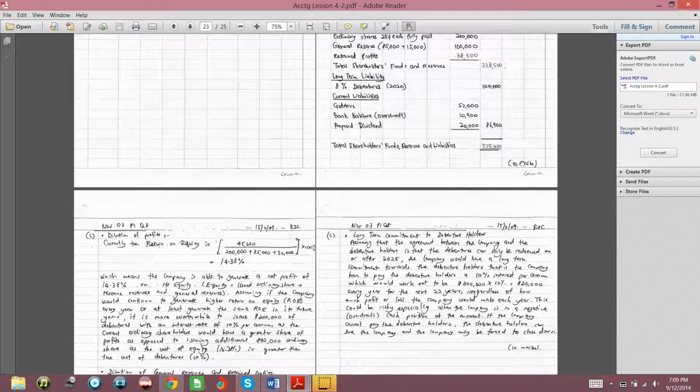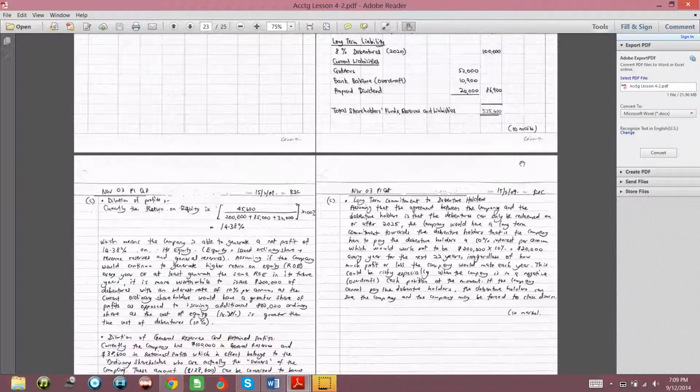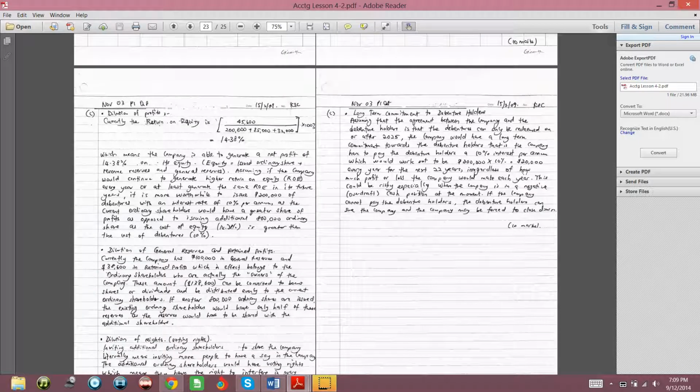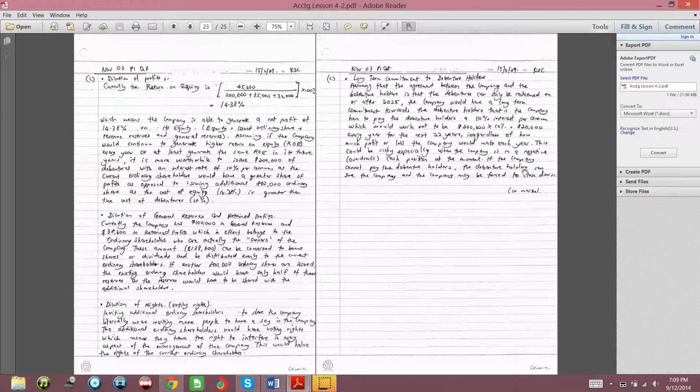Then part C: explain what factors Lionheart should take into consideration in deciding how to finance a planned expansion. The choice is between issuing 800 ordinary shares of 25 cents at par value or issuing 200,000 debentures dated 2025 with an interest of 10% per annum. State any assumptions you made. So I won't be reading it to you. This is how I write.